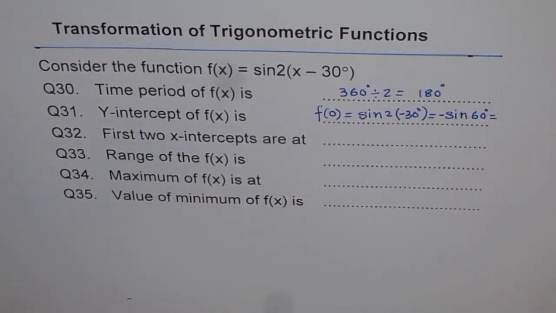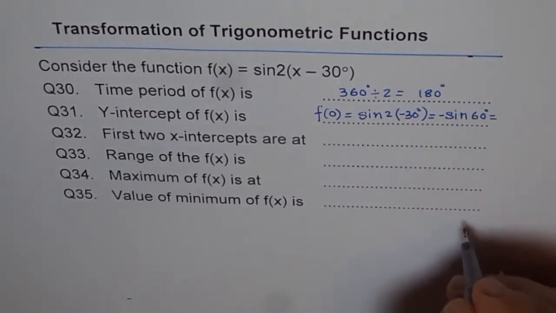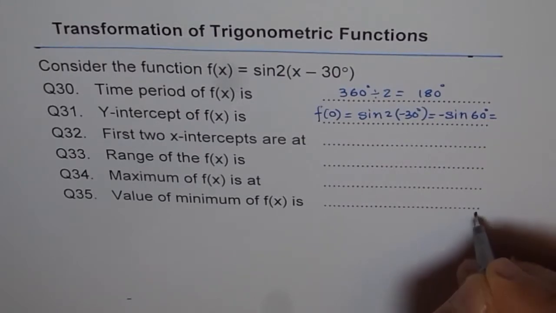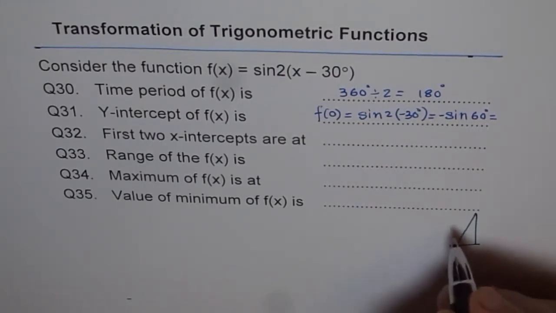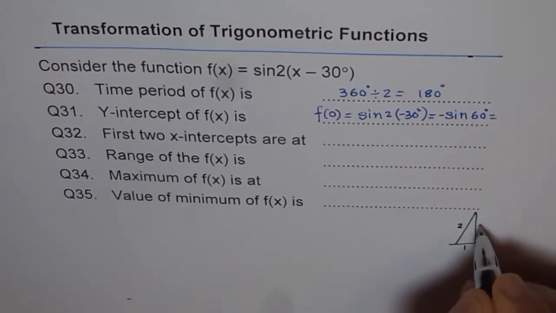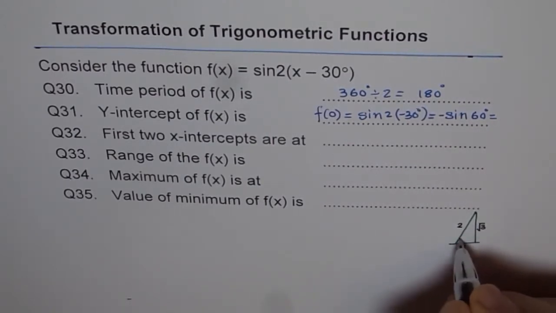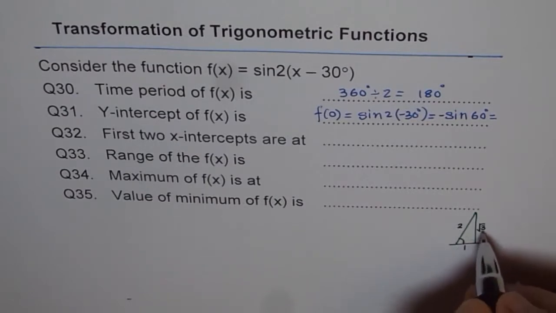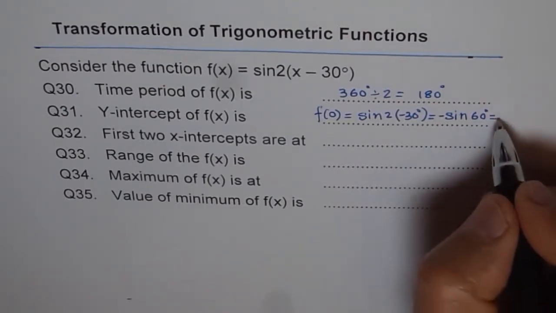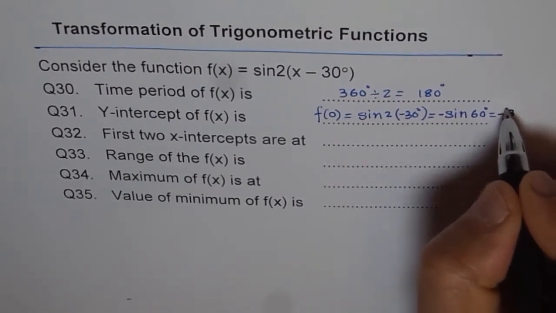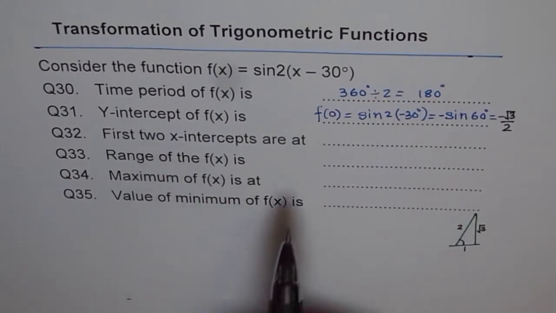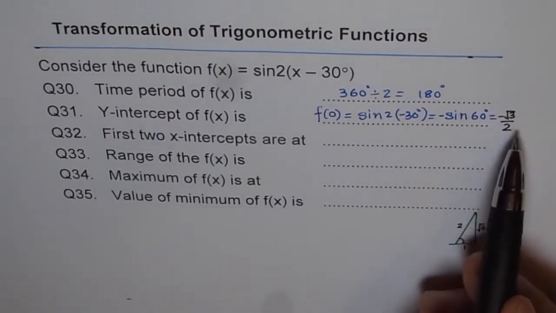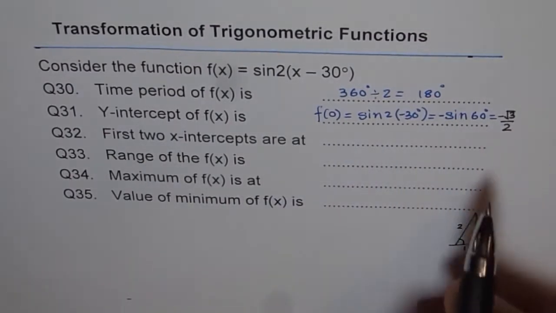Sine of 60 degrees. To find this, we can make our special triangle, the 30, 60, 90 triangle. In a 30-60 triangle, we have the sides as 1, 2 as the hypotenuse, and the opposite side is square root 3. Therefore, the answer is minus square root 3 over 2. So that is the y-intercept. At 0, the value is minus square root 3 over 2.